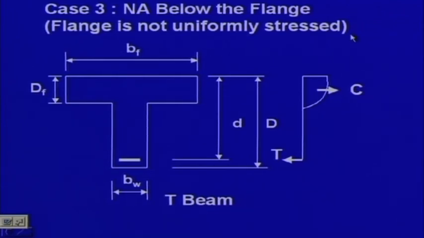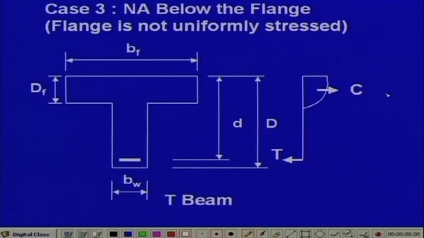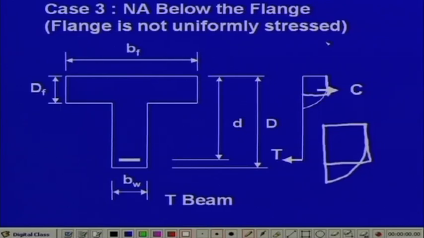Flange is not uniformly stressed, it means that a certain portion here we shall get, I can show you, as if it is like this. So, if this is your stress block, your flange may come somewhere here. So, this portion is coming within the flange, that is why we are telling flange is not uniformly stressed.